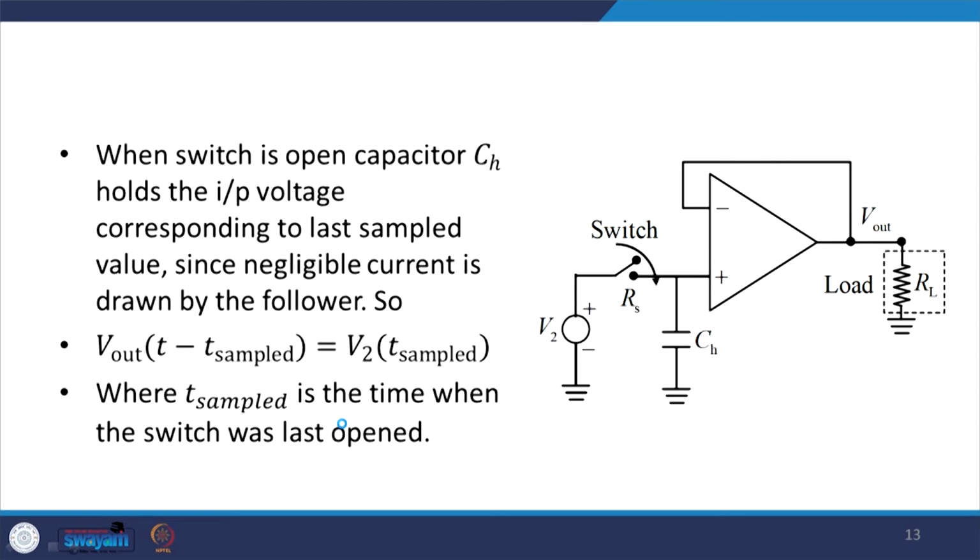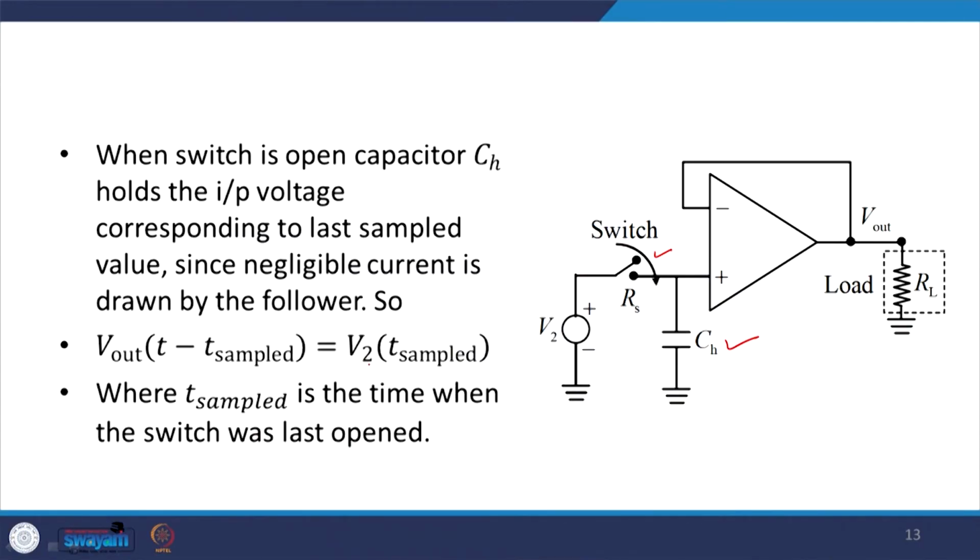And when the switch is open, this capacitor, C_H, holds the input voltage corresponding to what? The last sampled value, since negligible current is drawn by the follower. So, the relationship will be V out at time t equals V2 at t sampled, where t sampled is the time when the switch was last opened.